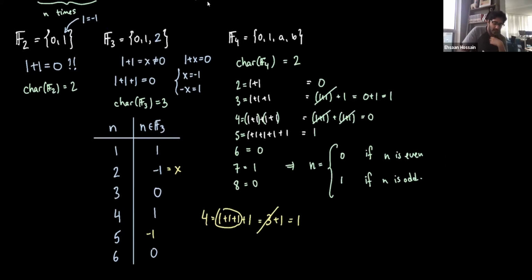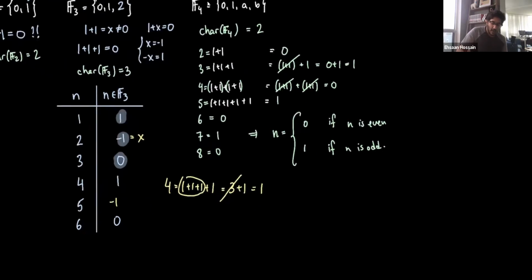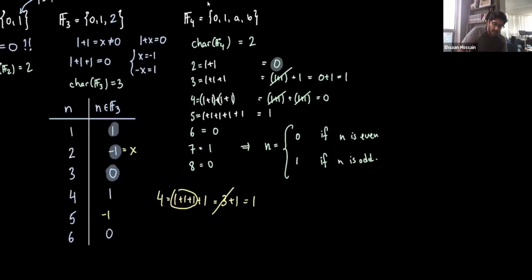So the characteristic of F3 is 3 because what's going on here? Look, 1, 2, 3, the pattern has length 3. In F4, the pattern had length 2, right? 0, 1, and then it was repeating 0, 1, 0, 1, 0, 1. So it's the length of that pattern. That's the characteristic of a field. So the characteristic represents the length of this cycle.